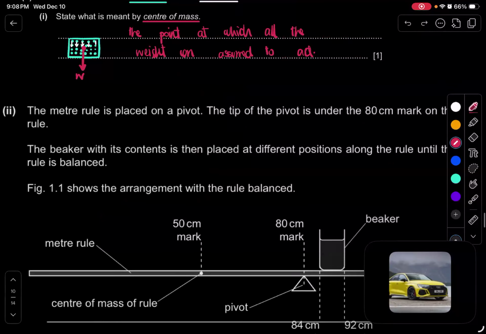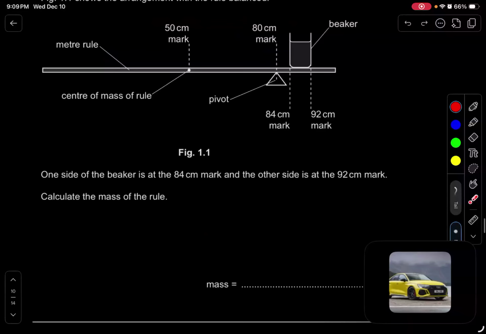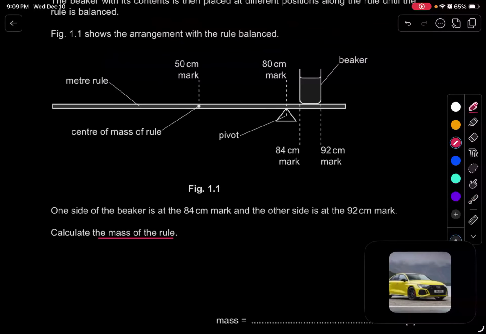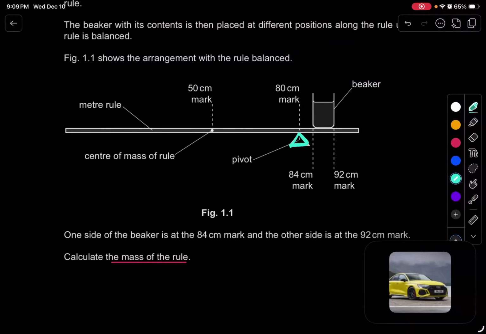Now, the meter rule is placed on a pivot. Okay, so this is the meter rule. The question is: calculate the mass of the rule. We've got to figure out the mass of this entire ruler. Notice two things. You have a pivot over here and a beaker over here. This is the center of mass of the rule, which means all of the weight of the rule can be assumed to be acting at this point, W.